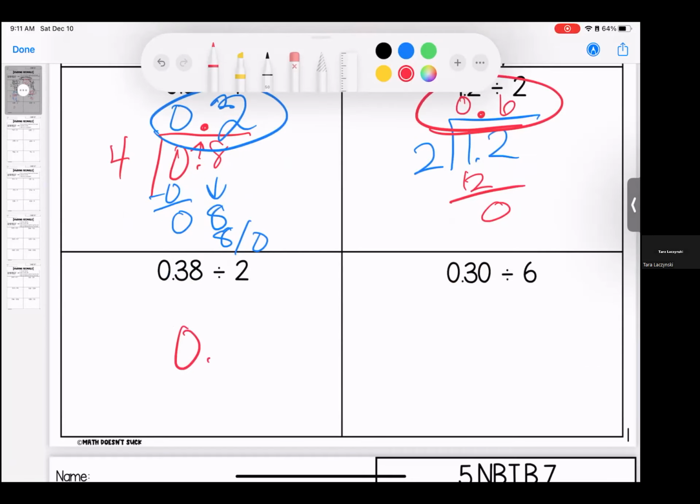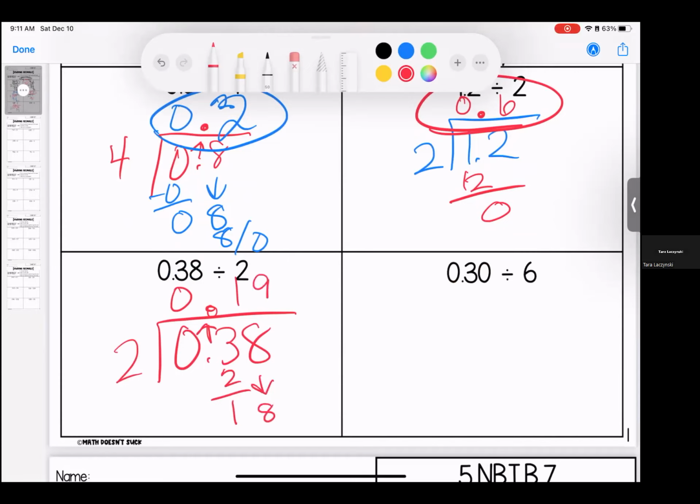38 hundredths inside the house, 2 out. Decimal up on the roof here. 2 goes into 0 0 times, goes into 3 once. 1 times 2 is 2. We subtract and bring down. 2 goes into 18 9 times. 19 hundredths is our answer.